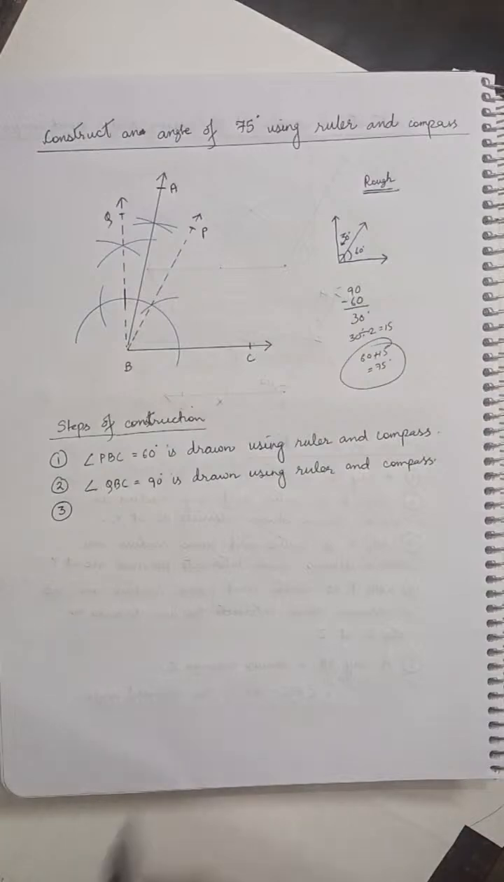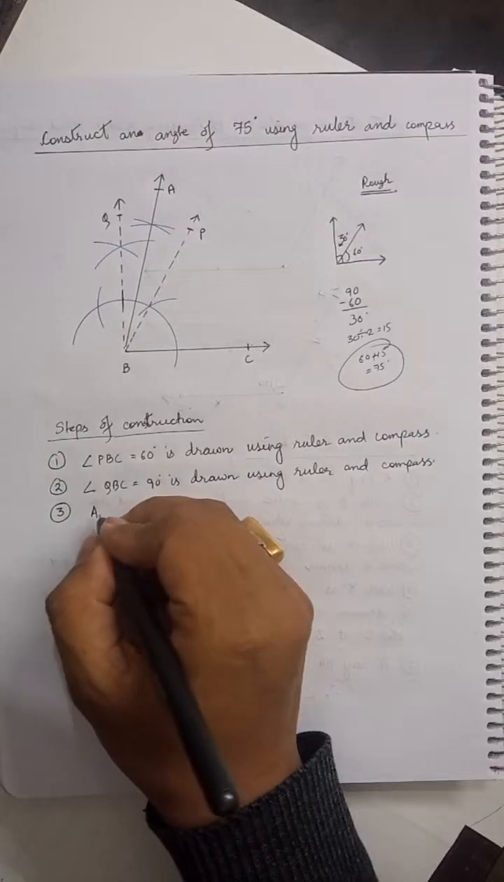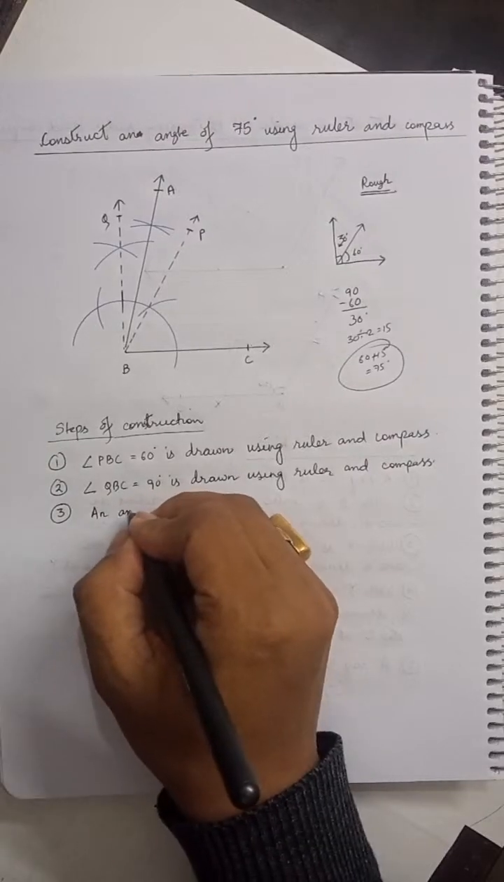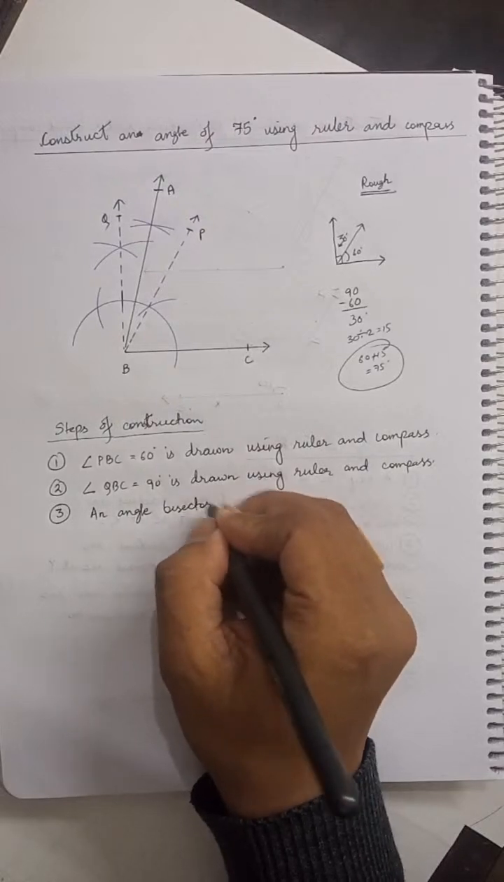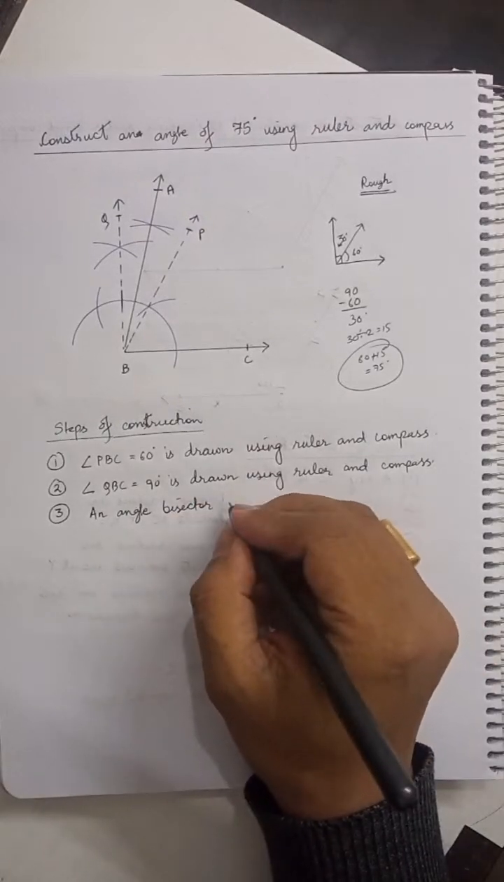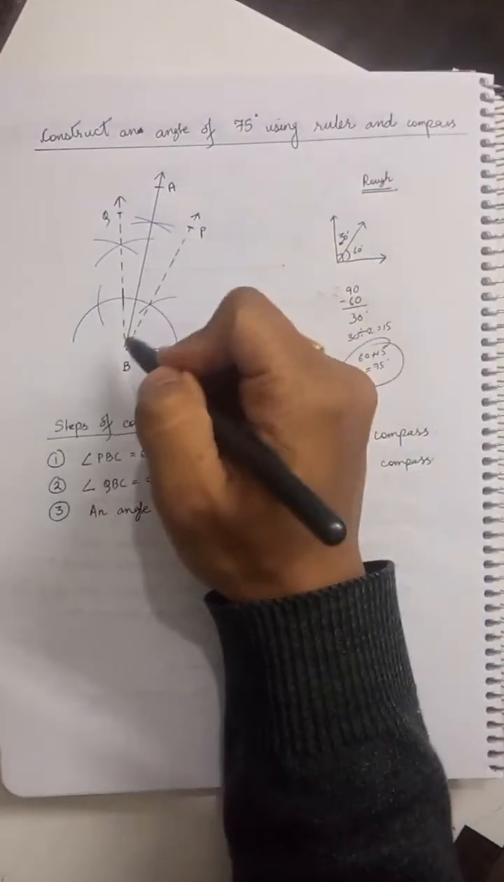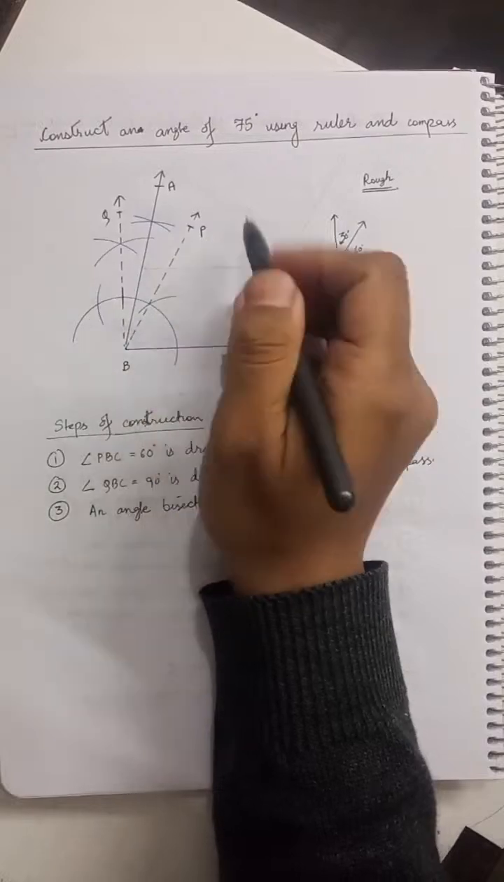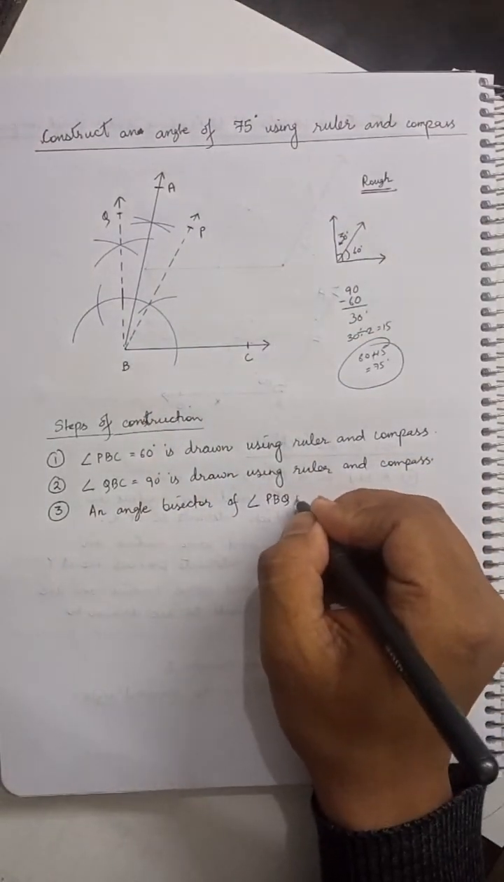So the step number 3, we will write an angle bisector of angle PBQ or QBP, whatever, PBQ is drawn.